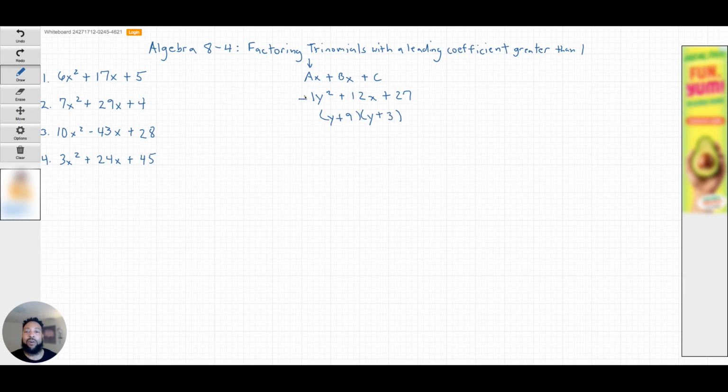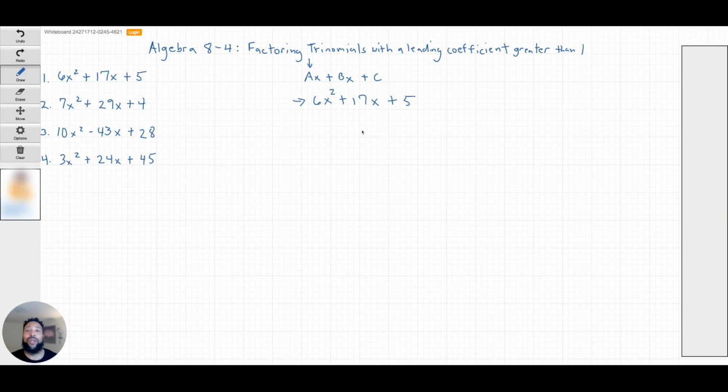But what if this coefficient is greater than 1? Now you've got to do something different, and that's what I'm going to show you in this lesson. So let's get started. Our first problem is 6x squared plus 17x plus 5. As you can see, the leading coefficient, or a coefficient, is 6. It's not by itself. So it's 6x squared plus 17x plus 5.